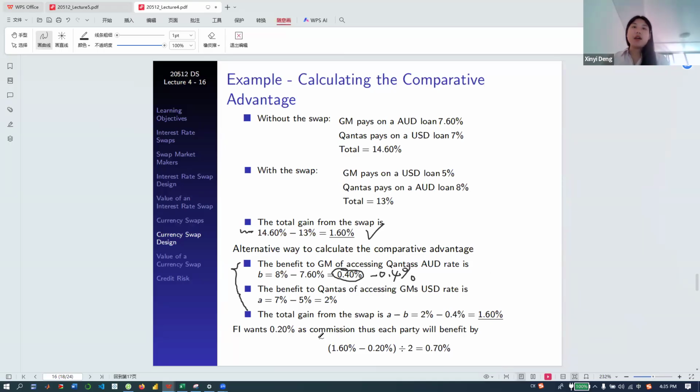And then we know that the financial institution wants 0.2% as a commission. So basically each party will benefit by 1.6%, which is the gain we calculated, minus 0.2, the commission. And we are equally splitting this net gain after commission. So we divide by 2, and that's going to be equal to 0.7%.